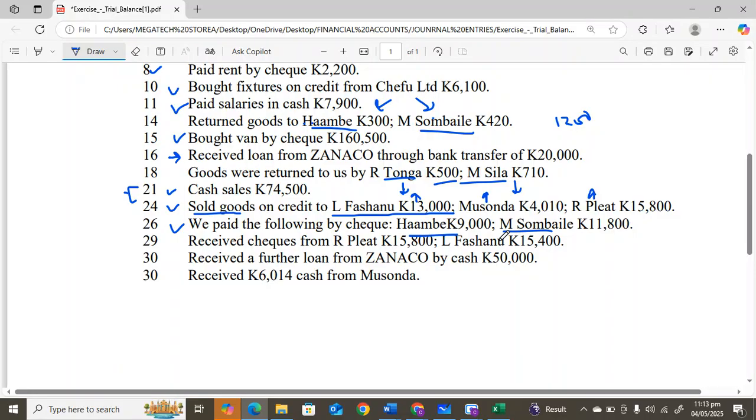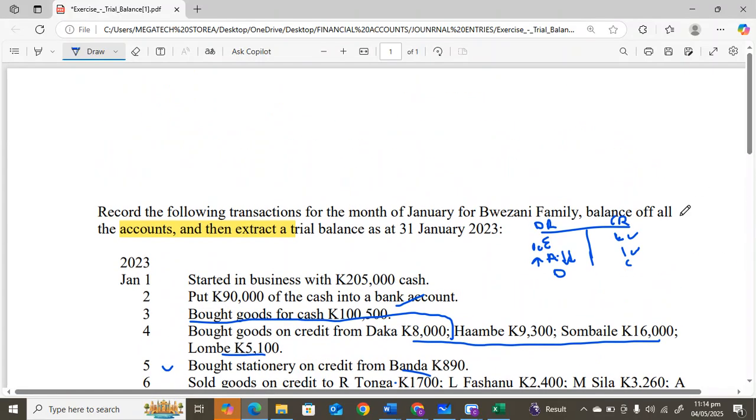Yes, we debit. Yes, so we credit. Yes, so these liabilities are reducing, right? So reduction in a liability, you debit. Remember here on the credit side, liabilities increase with credit. So reduction in a liability, you debit.